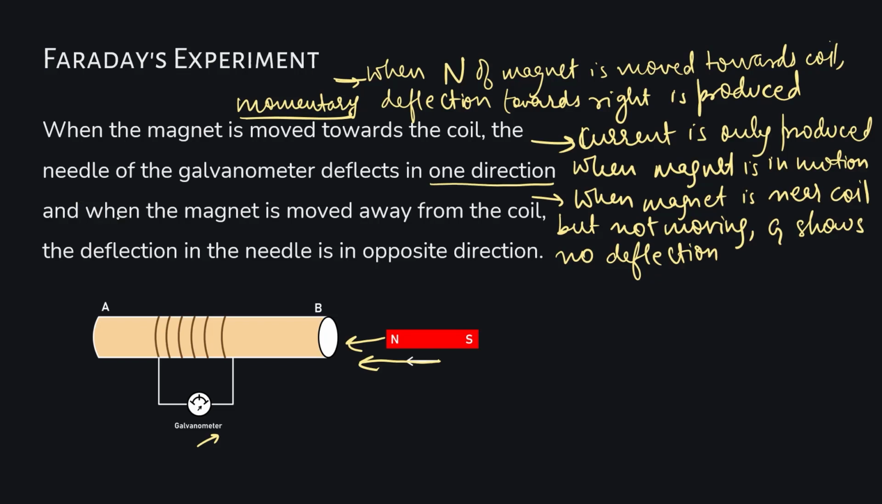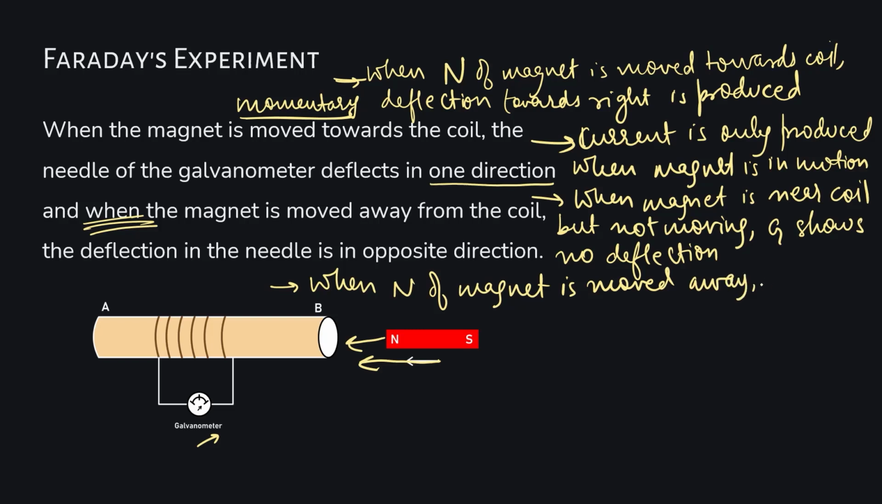Then what do we do? The next thing, come here to your PPT. When the magnet is moved away from the coil, the deflection in the needle is in the opposite direction. Again, momentary deflection. When north of magnet, why am I saying north of magnet? Because the north pole is towards the coil. I'm trying to specify it according to the figure that is given. When north of magnet is moved away, again, momentary deflection.